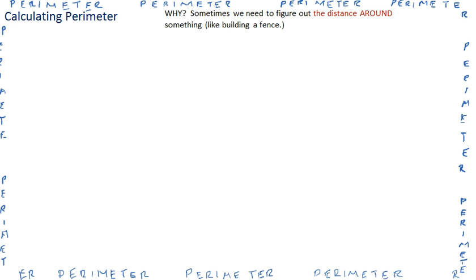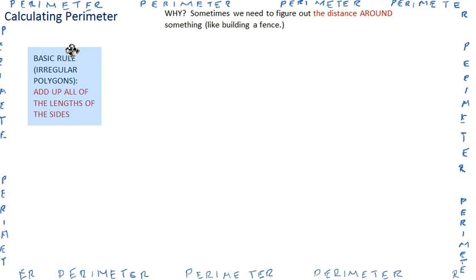So as you can tell on this special tutorial here, I have the word perimeter written all the way around on the border of this screen. And that's just to remind you that perimeter is the distance around. Can you get the point that I'm trying to get to? That is the distance around. So here's the most basic rule. For irregular polygons especially, you have to add up all of the lengths of the sides. And if you can just add up all the lengths of the sides, you've got your perimeter.